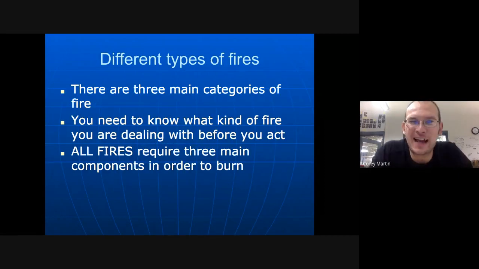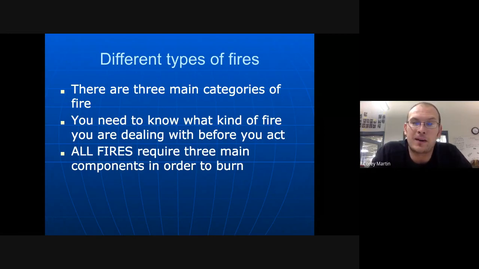There are different classifications of fires and also different classifications of fire extinguishers that go along with them. So there are three main categories of fire. There are more than three, but there's only three that we are going to focus on. You need to know what kind of fire you are dealing with before you act.